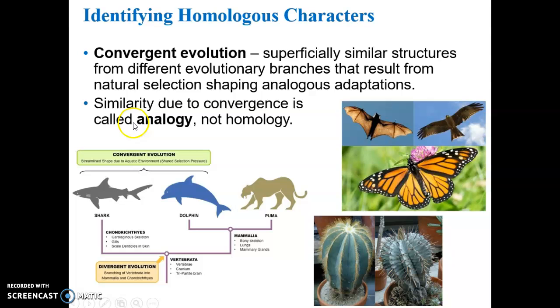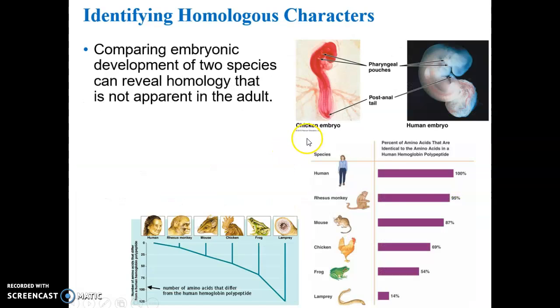Okay? So the similarity is due to convergence. Due to convergence is referred to as an analogy. These are not homologous characteristics or homologous structures. If you remember, a homologous structure or characteristic is a similar structure due to a similar evolutionary background or relationship. Okay? So these are analogous structures or analogous characters.